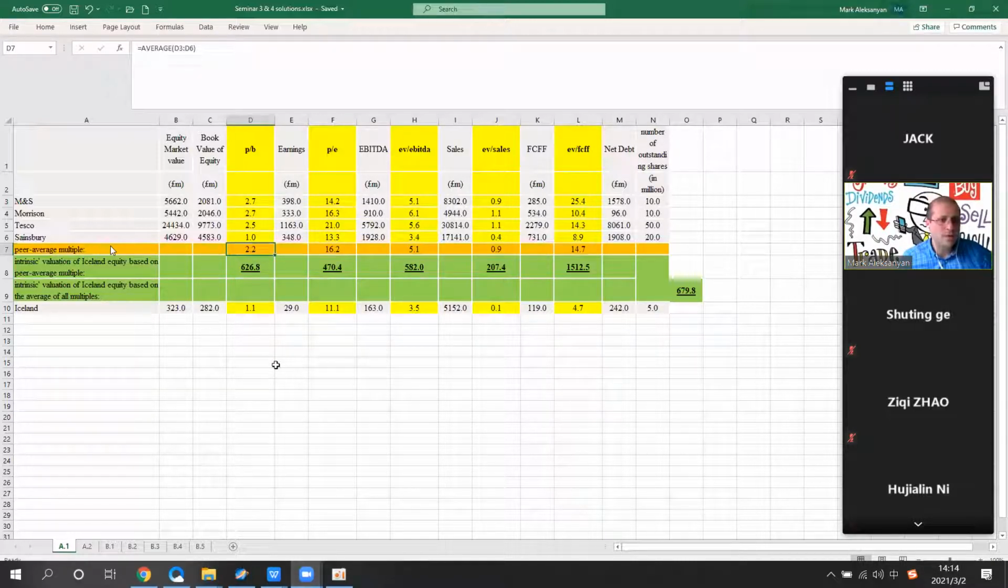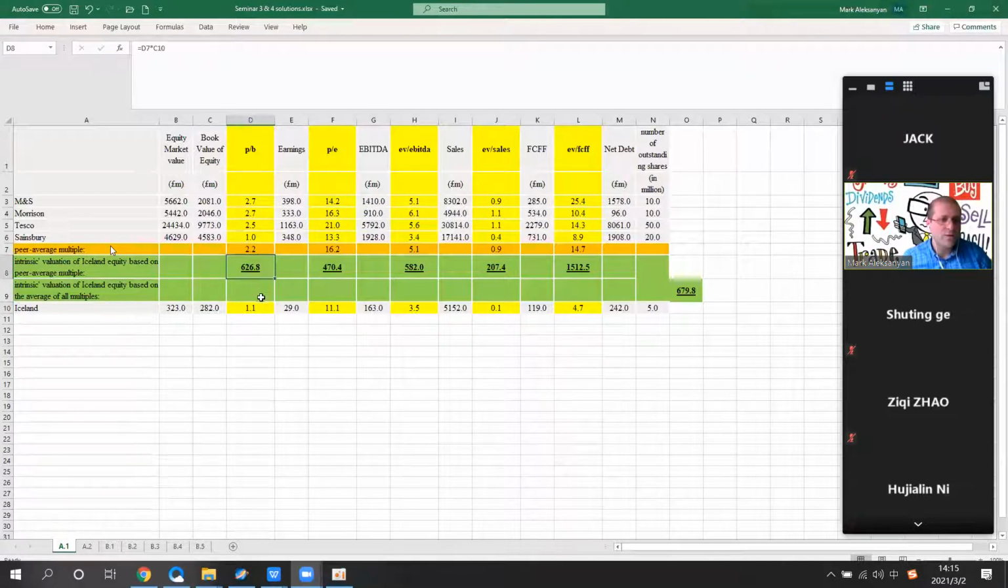How do we then value Iceland? What we need to do is multiply the peer average multiple by Iceland's book value. Why? Because if Iceland is to be valued in line with peers, its price to book should be the same as the peer average price to book, which means its price should be such that dividing it by its own book value of 282 should give you exactly the same multiple, 2.2.